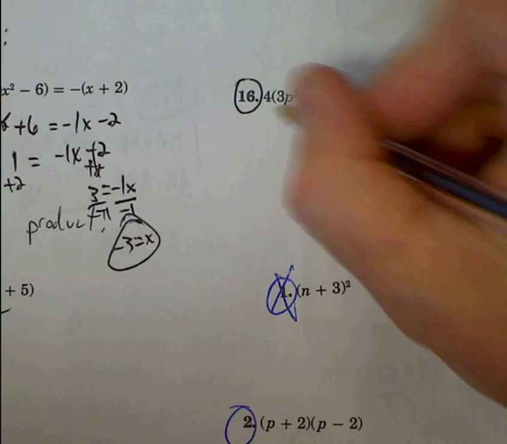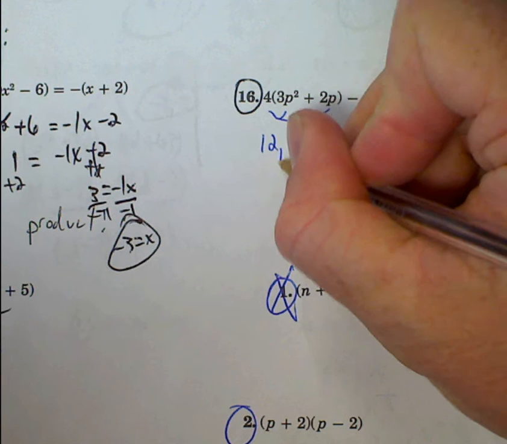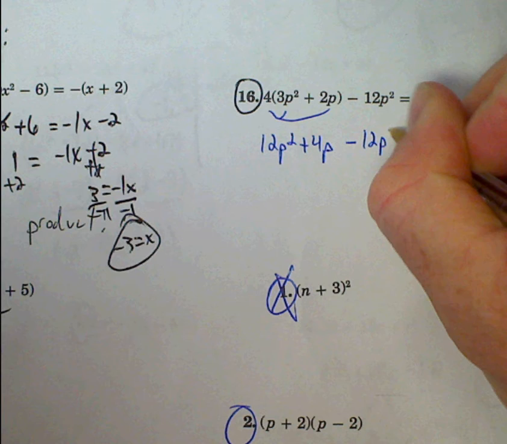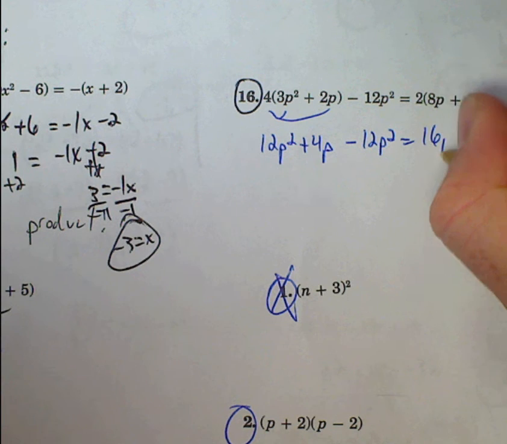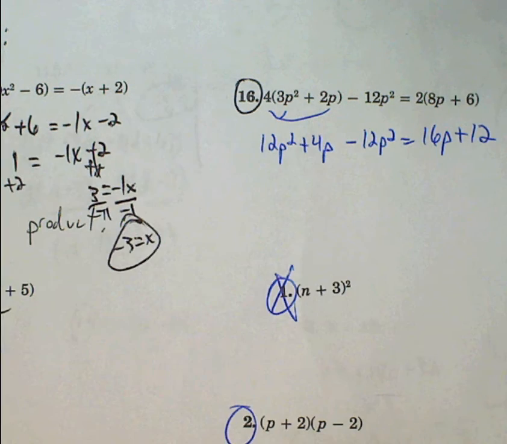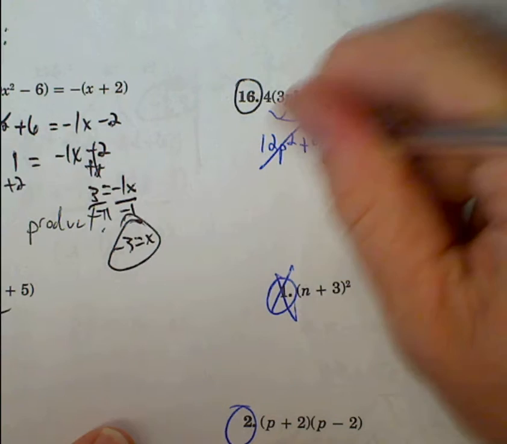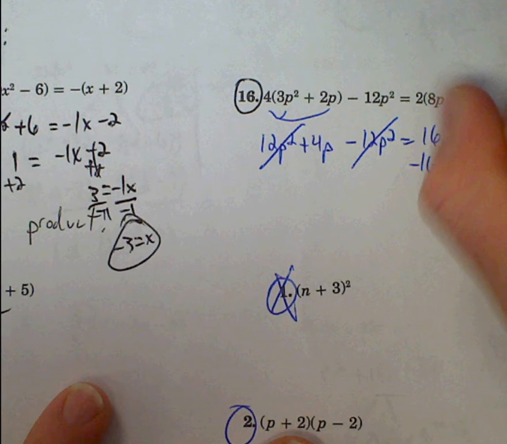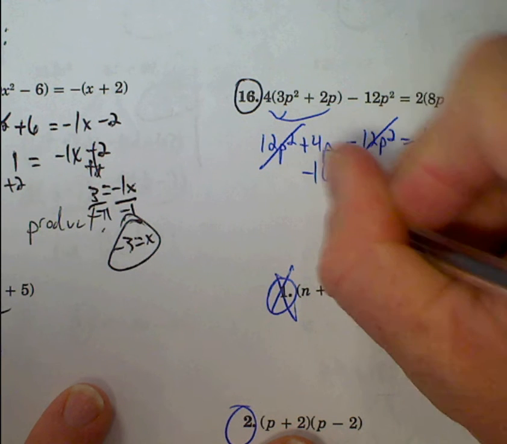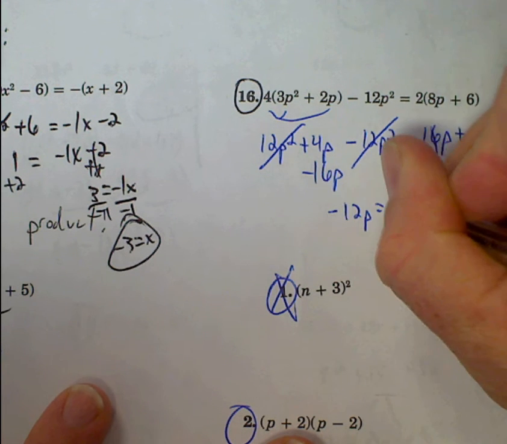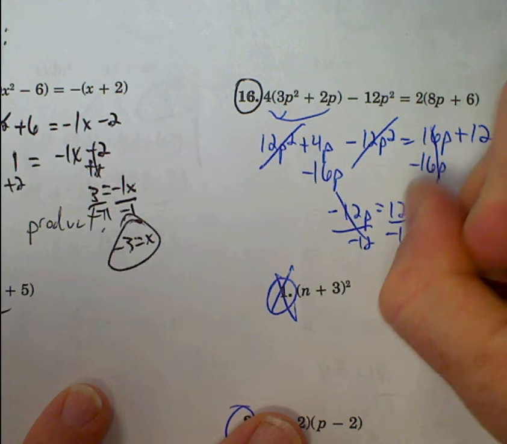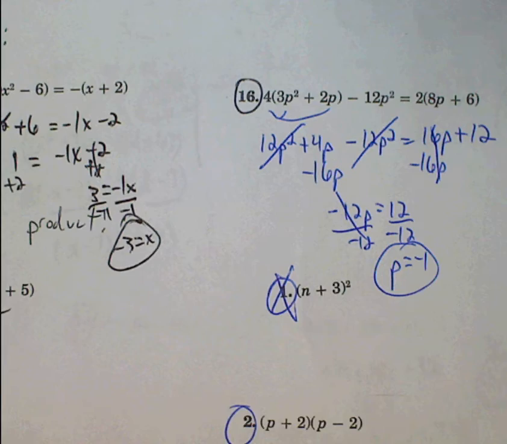Number 16. If I distribute the 4, that gives me 12p squared plus 4p minus 12p squared equals 16p plus 12. 12p squared minus 12p squared goes away. I'm going to bring the 16p over. That's negative 12p equals 12. Divide by negative 12, and I get p equals negative 1.